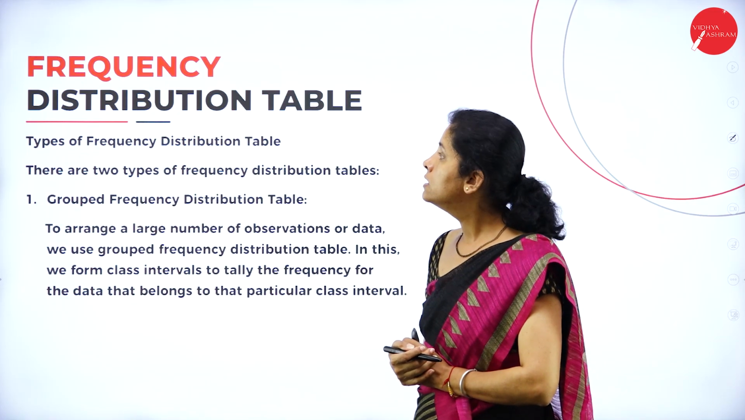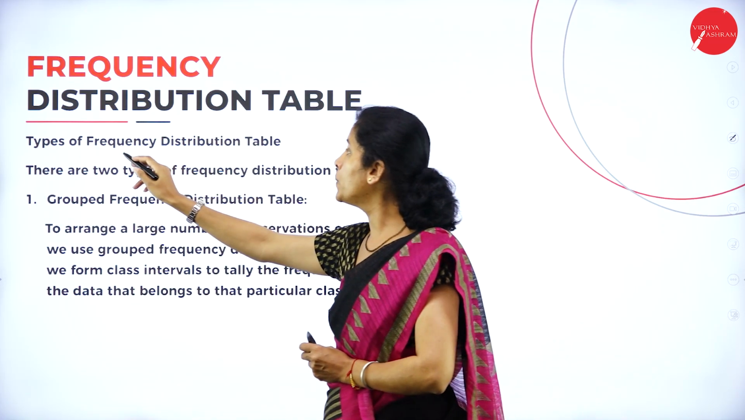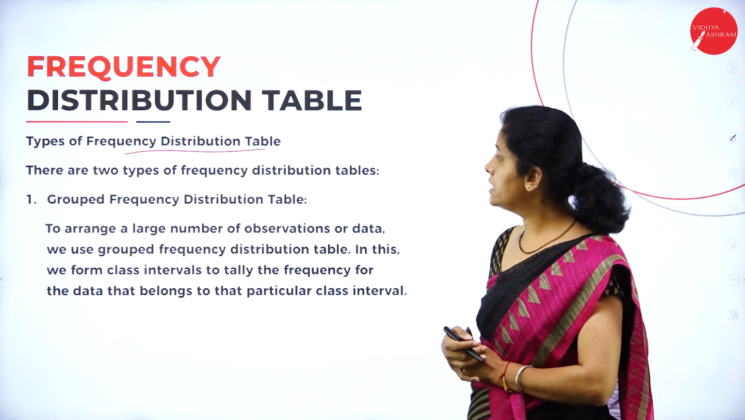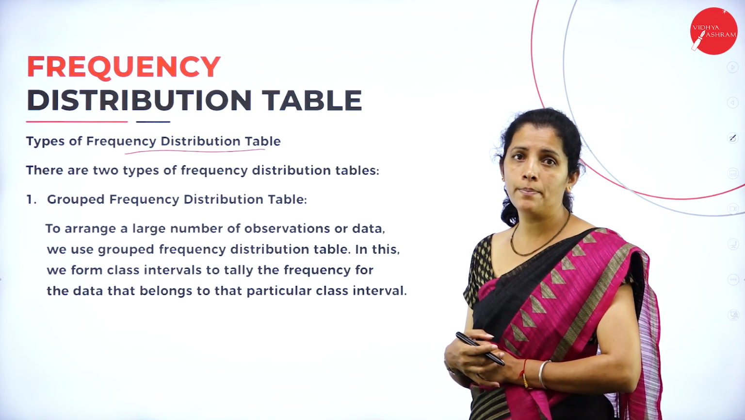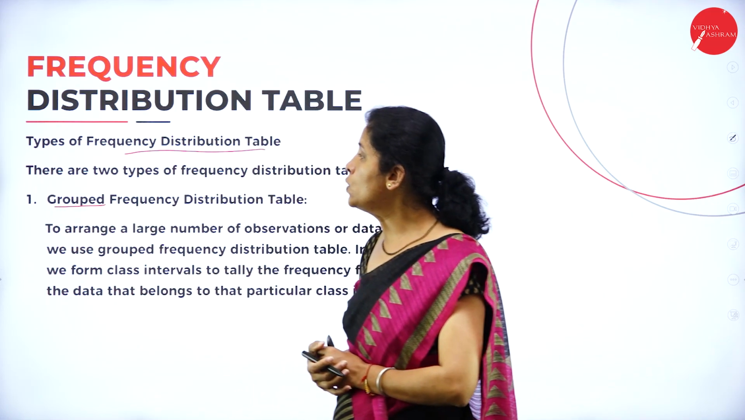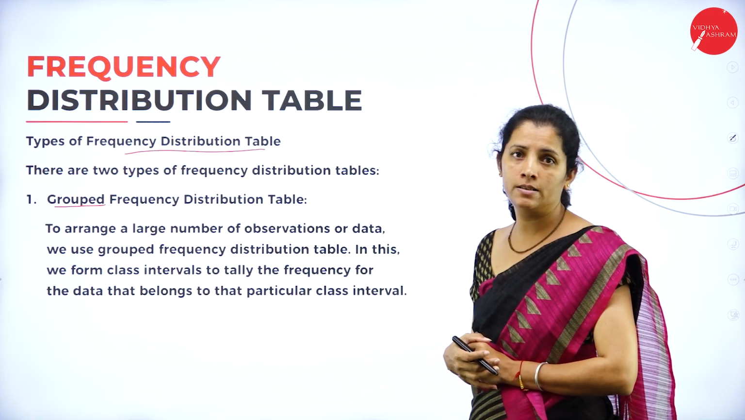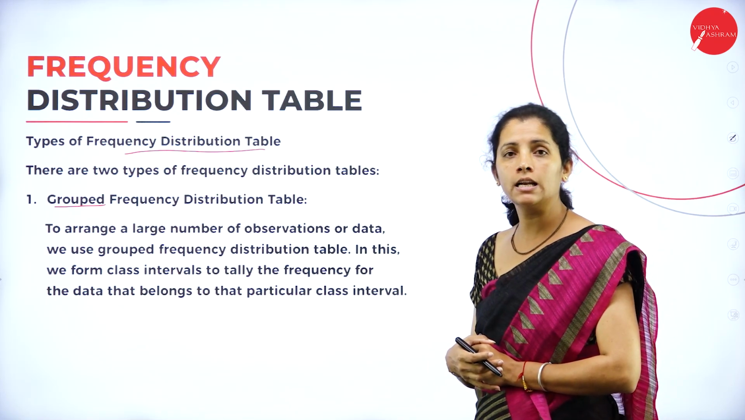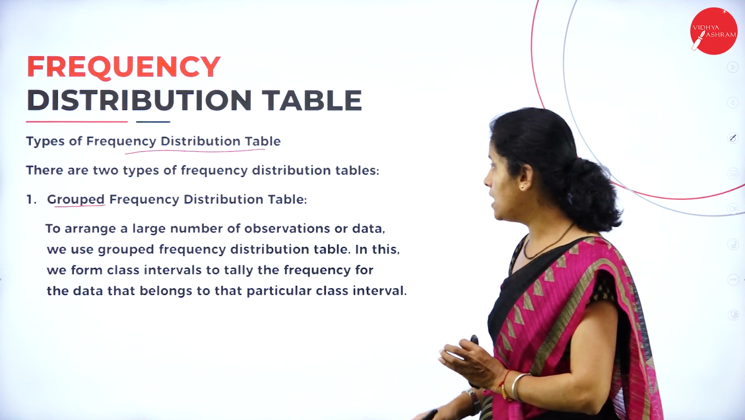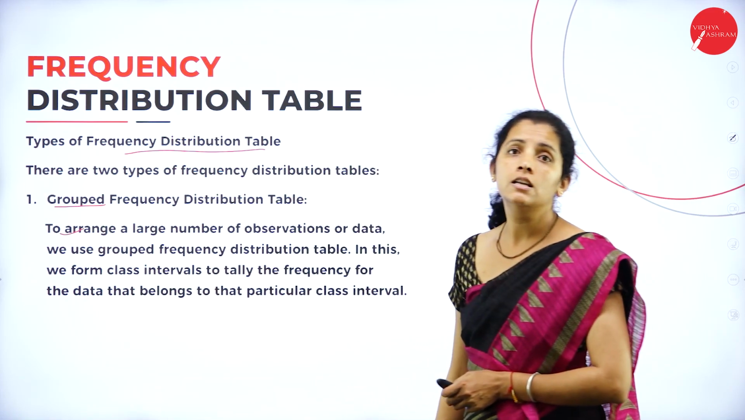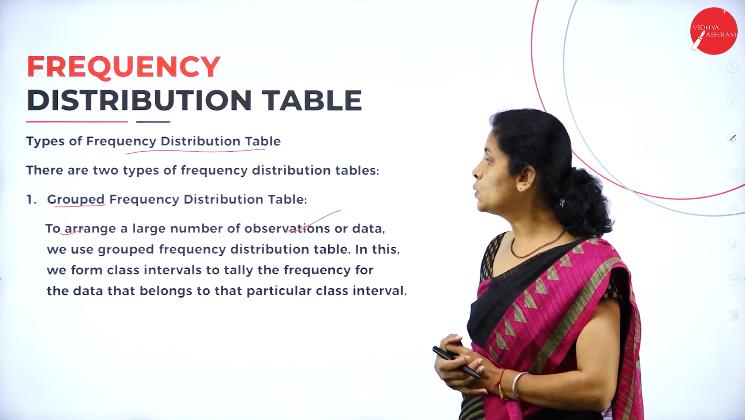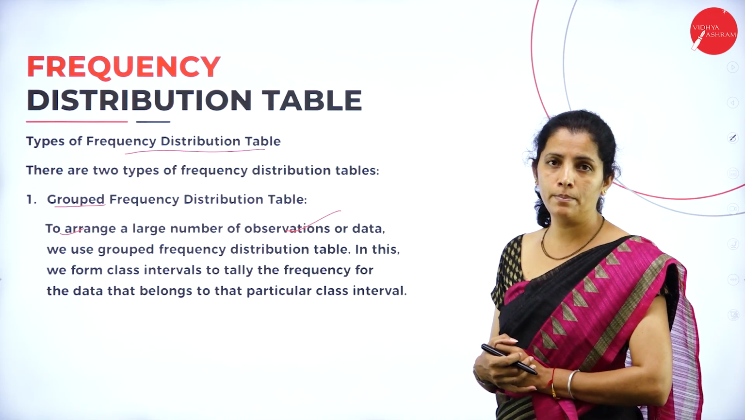Okay, now the types of frequency distribution tables. In the sense, I'm going to construct the table for different types of frequency distribution. In that, the first one is grouped frequency distribution. So here I'm going to have the class interval. In the sense, I'm going to have the group of data. So to arrange a large number of observations or data, we use a grouped frequency distribution table.